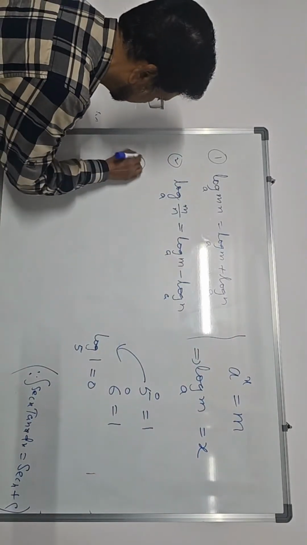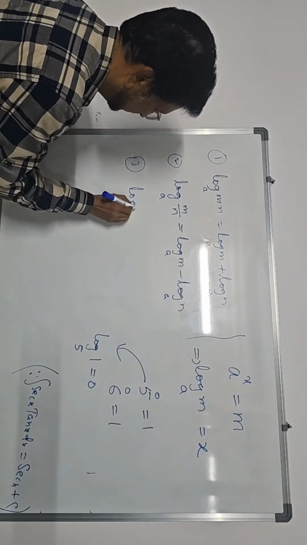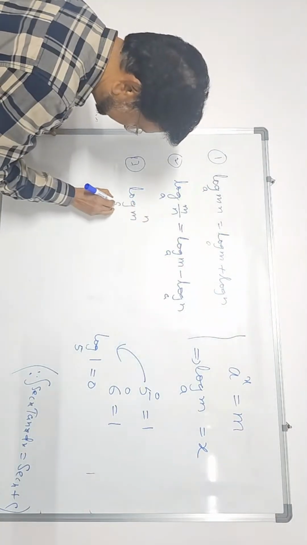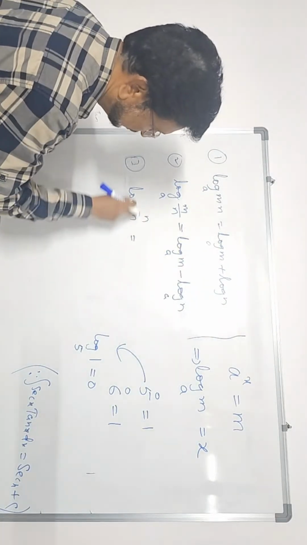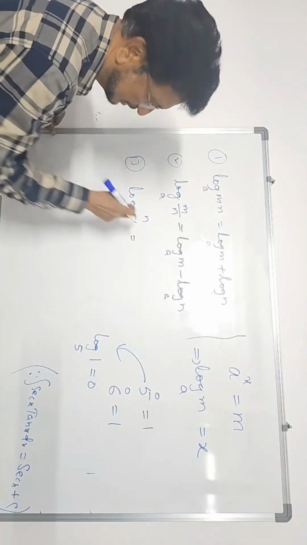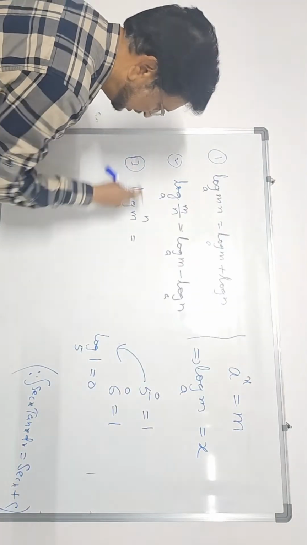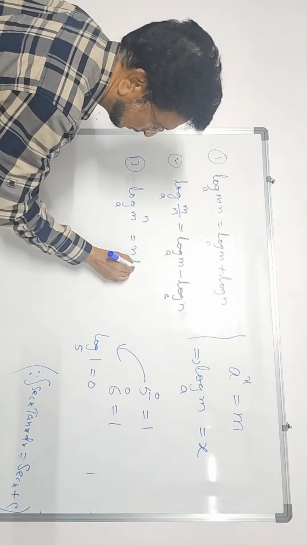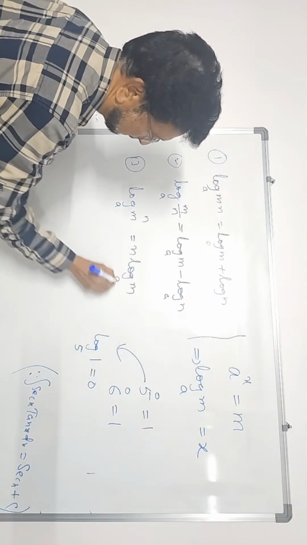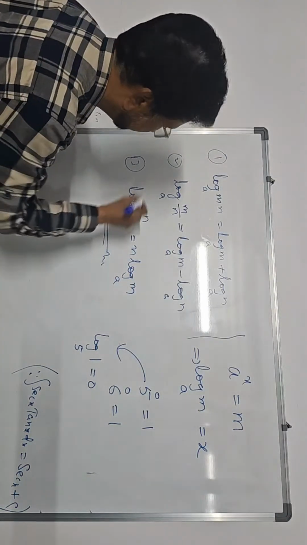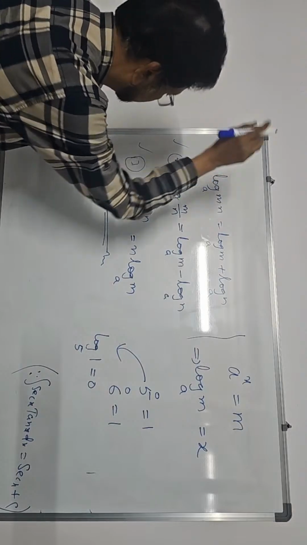Third is log m power n, base is a, is equal to this power comes here. Power n means n comes here. n log m. This is the main basic formula we utilize in logarithms. Main basic formula.